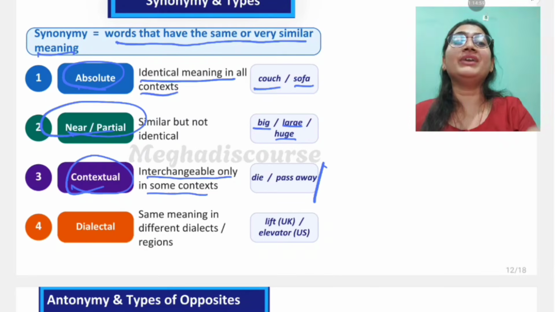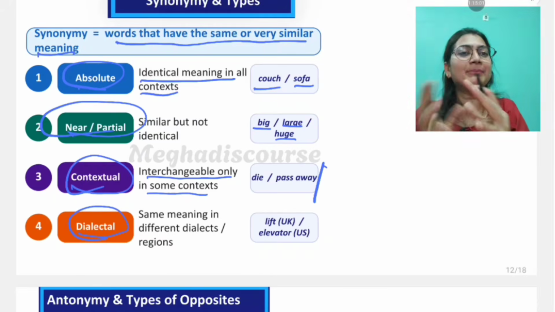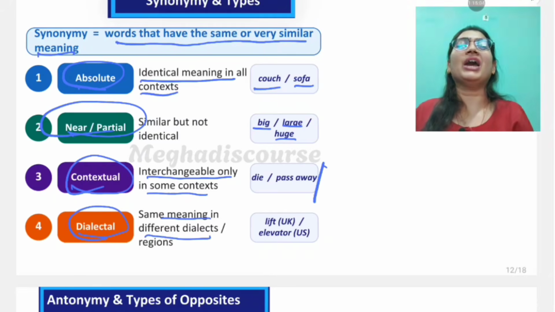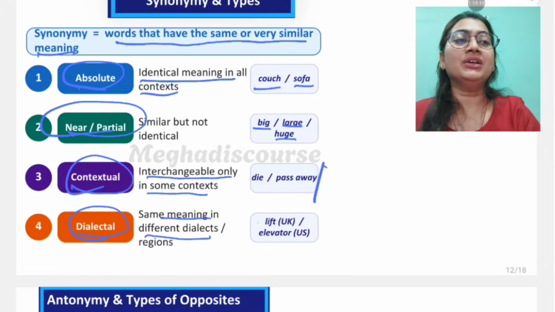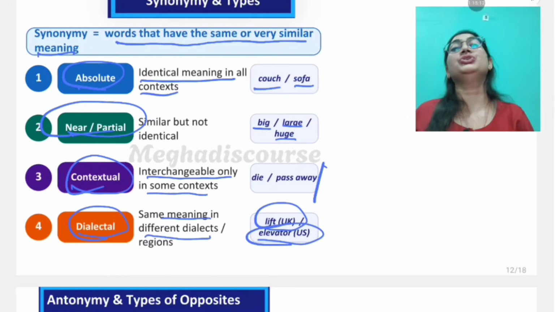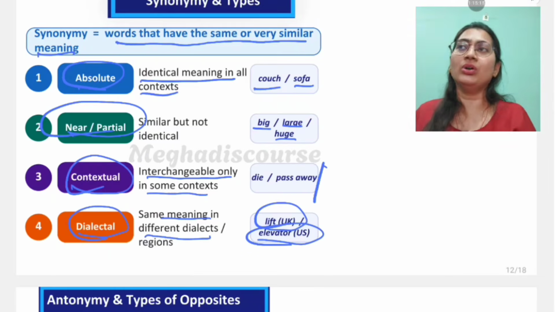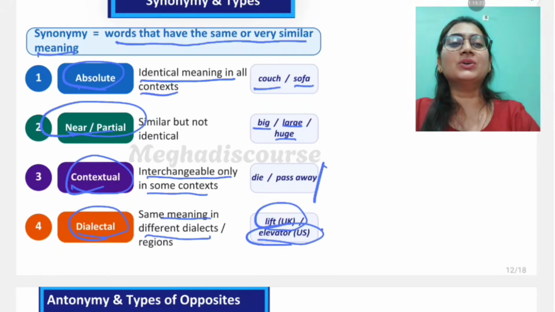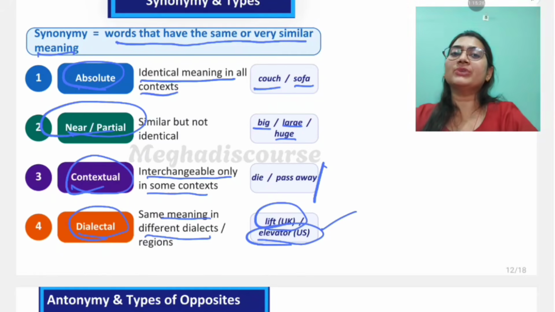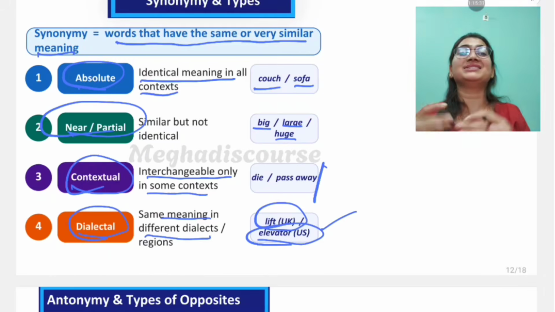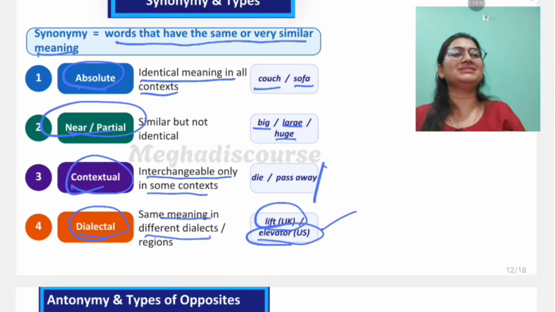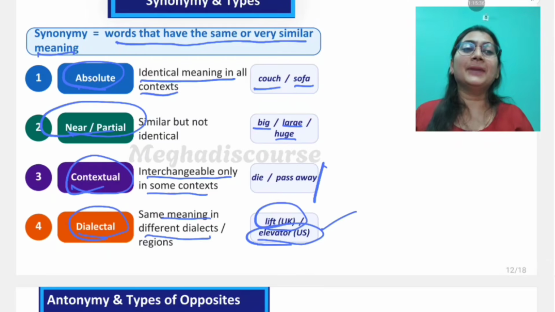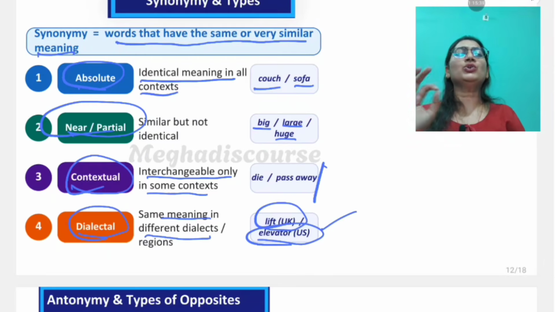Then we have dialectal, that is the same meaning in different dialects or regions. Like we have different idioms in different languages, but the meaning is the same. For example, lift in UK, elevator in US. Both are used in buildings, in flats. So this is called dialectal. Now you will not forget these points. Absolute means identical meaning, near or partial means similar but not identical, contextual means interchangeable, dialectal means same meaning but in different dialects. And you know what, Dr.